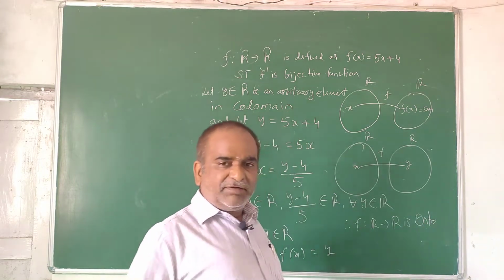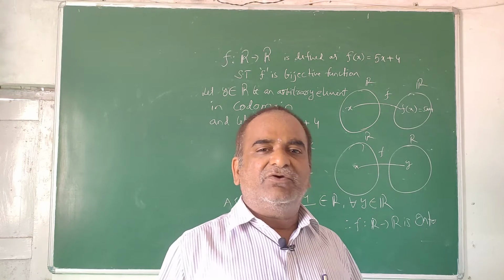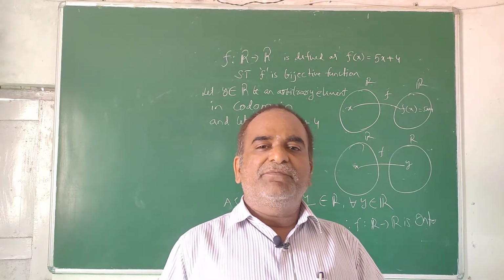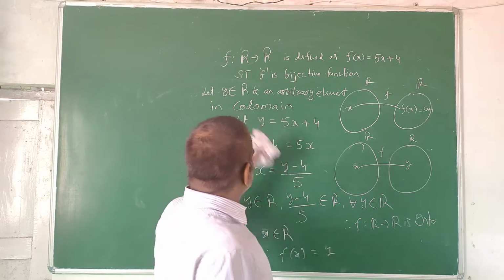So this is 2, that previous one is 1. From 1 and 2 we can conclude f is both one-one and onto. So f is bijective function.